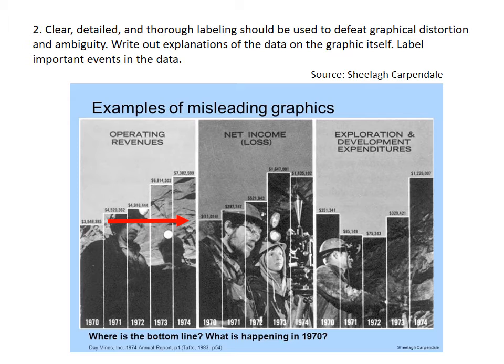And so the bar graphs, so this is showing operating revenues on the left-hand side, net income or losses in the middle, and then exploration and development expenditures on the right-hand side. Each one of those sections has 5 different bars from 1970 to 1974, but it's pretty unclear what's on the y-axis. You can sort of see in general, at least for the first 2 sections, things are increasing. In the last section they decline and then they go back up. But you have to look really closely to see what that y-axis is. And the y-axes are not consistent from one section to the next.